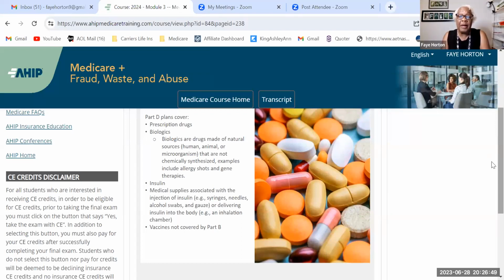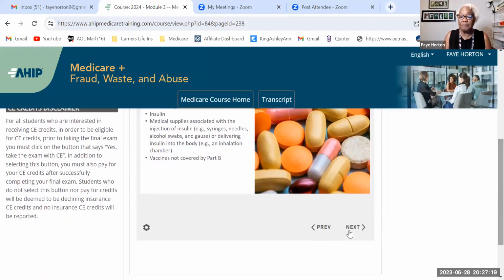Prescription drugs, Part D plans also cover insulin. Part D plans cover medical supplies associated with the injection of insulin: the syringes, the needles, the alcohol swabs, and gauze, or devices for delivering insulin into the body, such as an inhalation chamber. Vaccines not covered by Part B are covered under Part D.